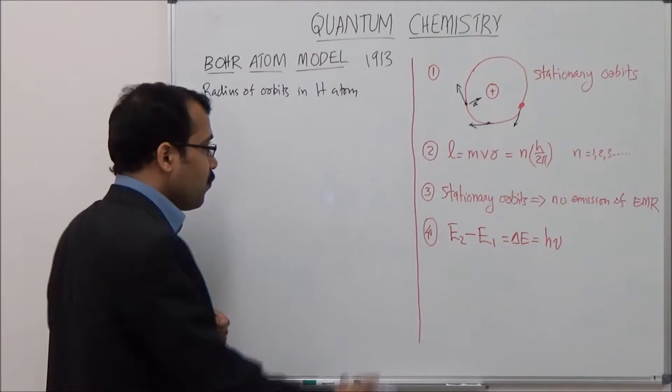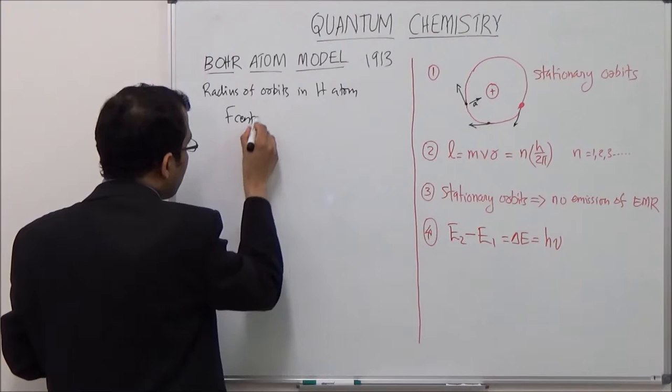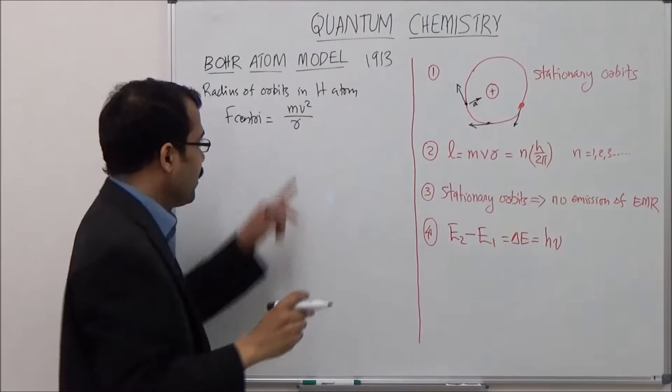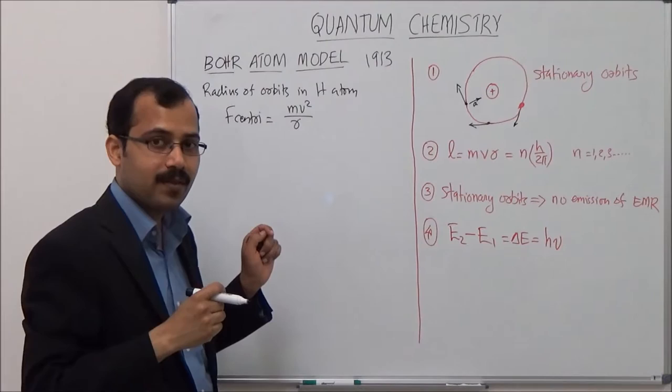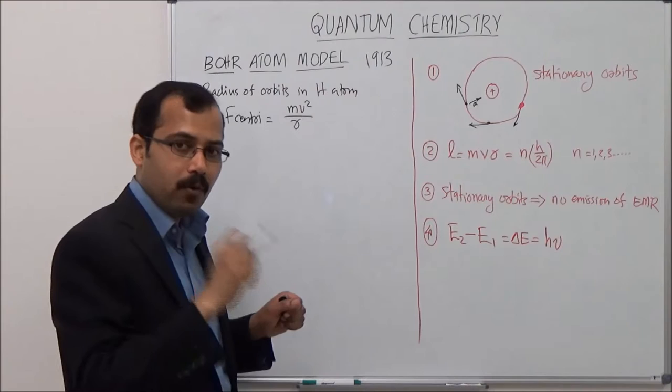And the value of the centripetal force is equal to mv square divided by r, where m is the mass of the ball in this case, v is the velocity of the ball, and r is the radius in which the ball is rotating. And this center-seeking force or centripetal force will be provided by the tension of the string.